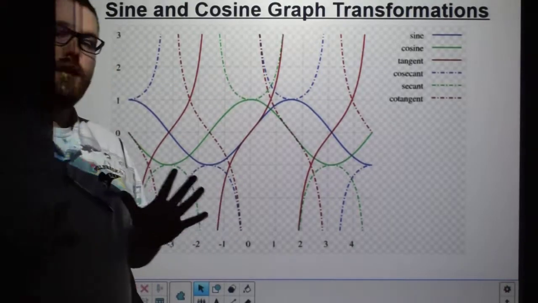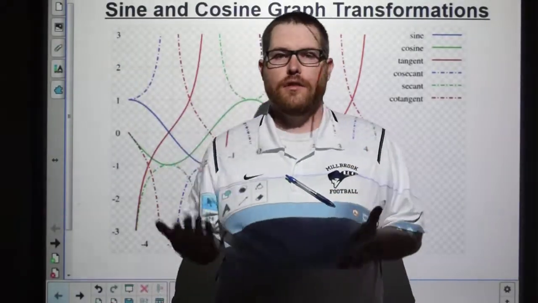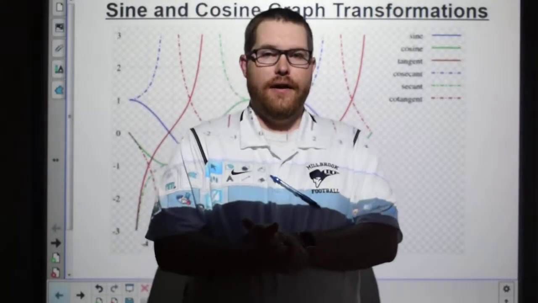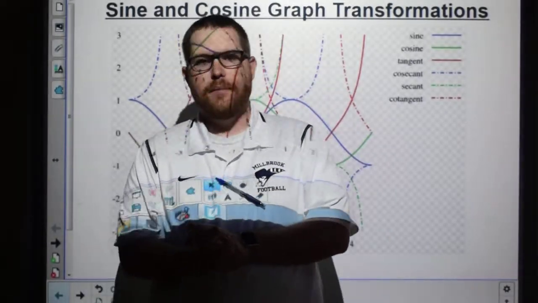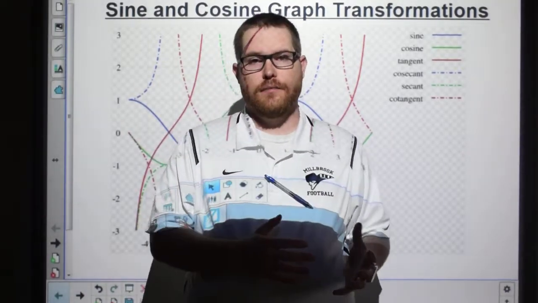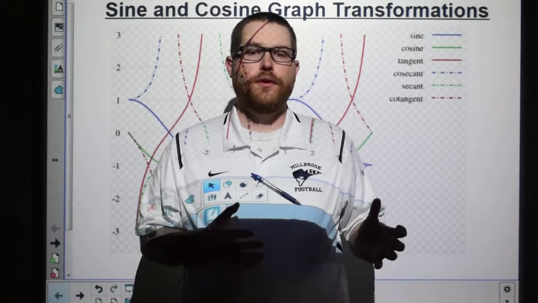Welcome back, everyone. Last time we talked about the parent graphs for all the trig functions. Today we're going to start the transformations. You really need to know the parent graphs for the trig functions, especially the important points, like the maxes and the mins and the x-intercepts and the asymptotes.